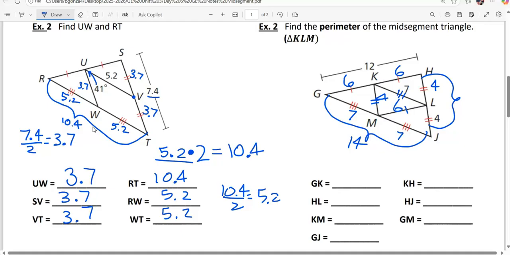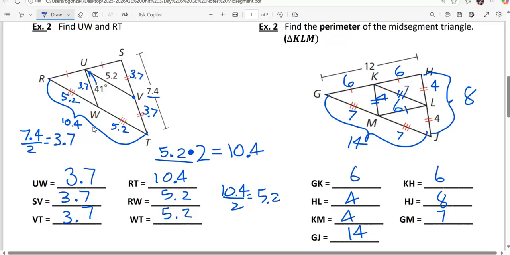4 plus 4 is 8. So we can fill this all in real quick. GK 6, HL 4, KM 4, GJ 14, KH 6, HJ 8, GM 7. Okay.